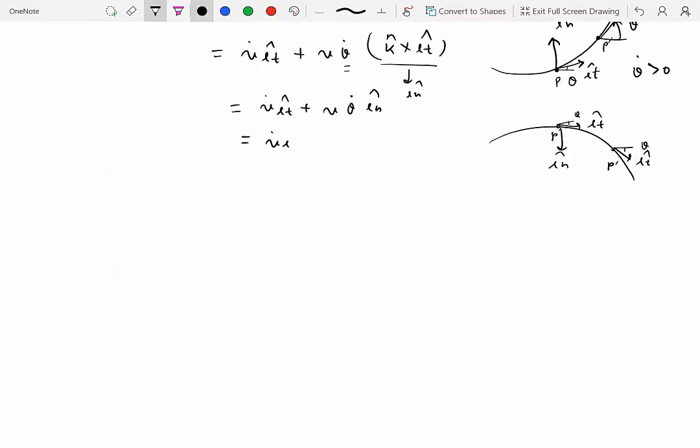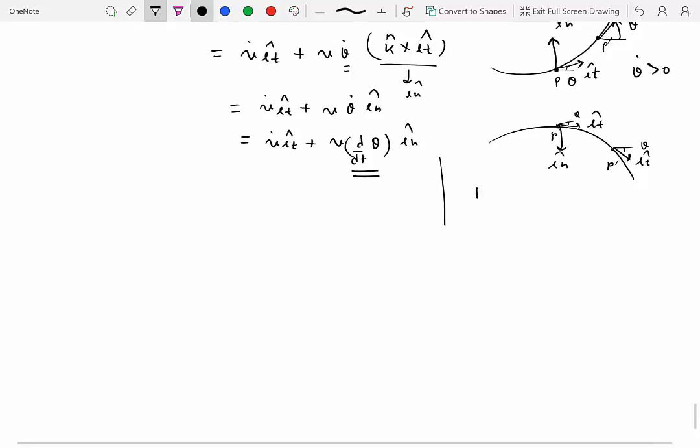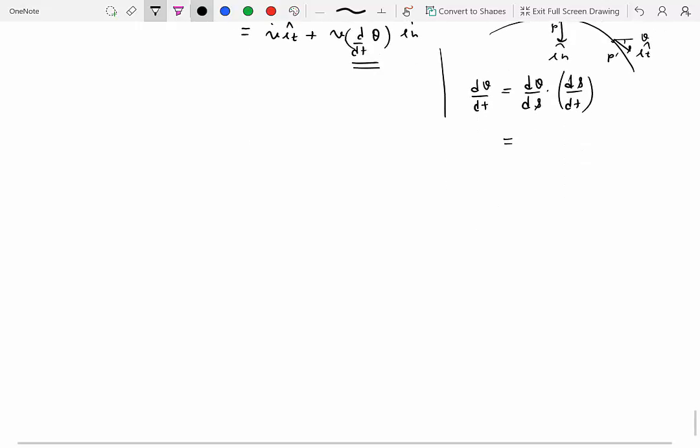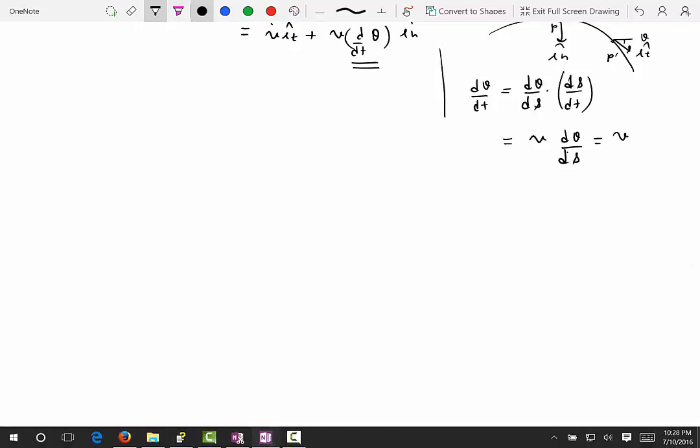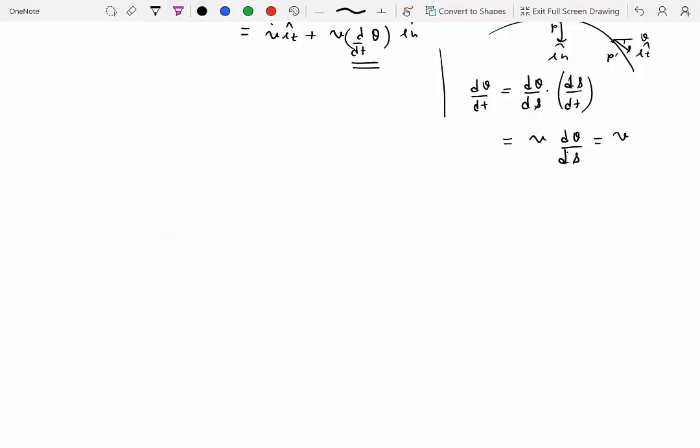So v dot et hat remains. This is d over dt of theta, and en hat remains. d theta over dt, what is that quantity? So let me write that separately. d theta over dt, by a change of variable, can be written as d theta over ds times ds over dt. Okay, what's ds over dt? ds over dt is the velocity. So this is v d theta over ds. So it's not actually a velocity, sorry, it is the speed, right? This is nothing but v times d theta over ds.